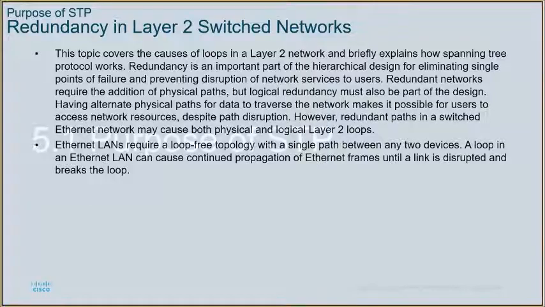All right, so the purpose of STP. This topic covers the causes of loops in Layer 2 networks and briefly explains how Spanning Tree Protocol works. Redundancy is an important part of the hierarchical design for eliminating single points of failure and preventing disruption of network services to users. Redundant networks require the addition of physical paths, but logical redundancy must also be part of the design. Having alternate physical paths for data to traverse the network makes it possible for users to access network resources despite path disruption. However, redundant paths in a switched Ethernet network can cause both physical and logical Layer 2 loops.